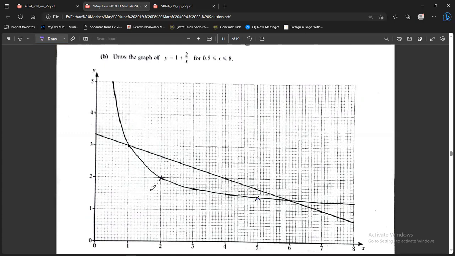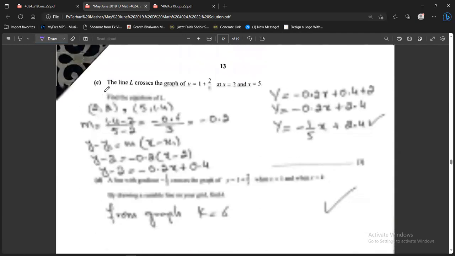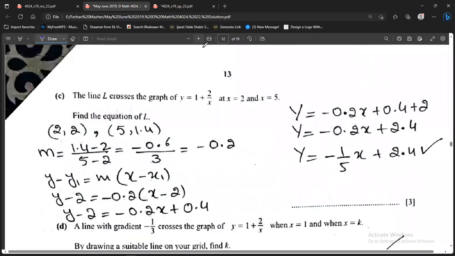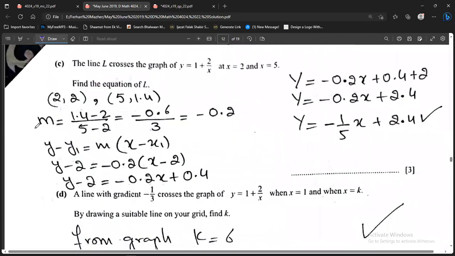So I know the 2 coordinates. The first point has coordinates (2, 2), and the second point has coordinates (5, 1.4). So I can find the equation from these points very easily. I have noted down 2 points: one is (2, 2), the other is (5, 1.4).